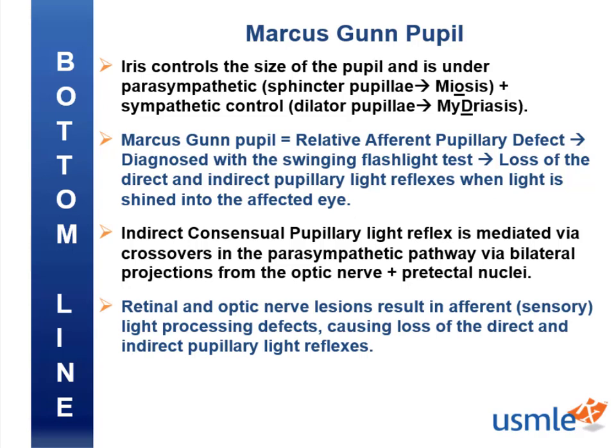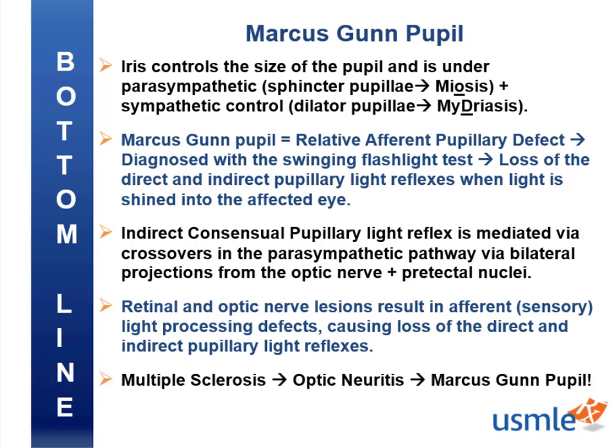Know that retinal and optic nerve lesions result in afferent, that is, sensory, light processing defects, causing a loss of the direct and indirect pupillary light reflexes when light is shined into the affected eye. Lastly, know that the autoimmune destruction from multiple sclerosis of cranial nerve 2, the optic nerve, is referred to as optic neuritis and commonly presents as a painful unilateral loss of vision, which in turn causes a Marcus Gunn pupil, a relative afferent pupillary defect.